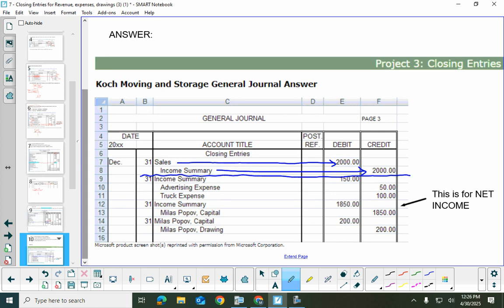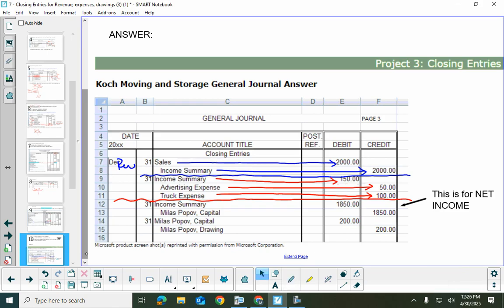Okay, that's the revenue. For the expenses, the expenses are each going to get credited. So then income summary gets debited. Okay.